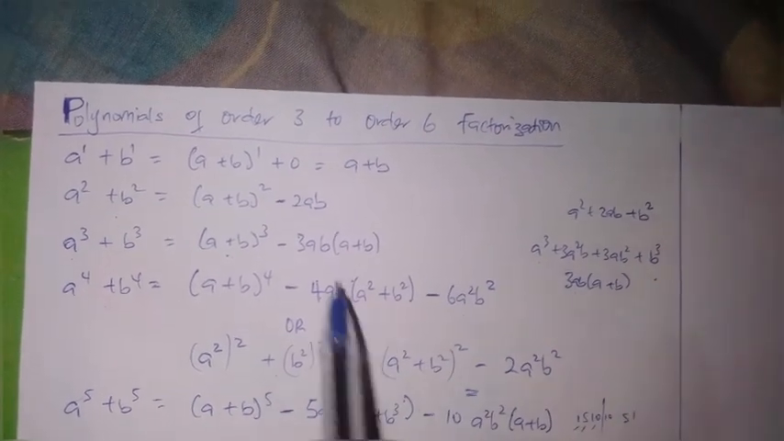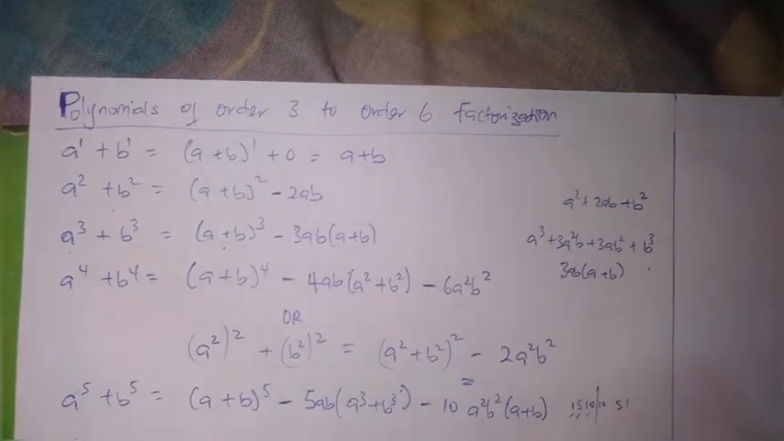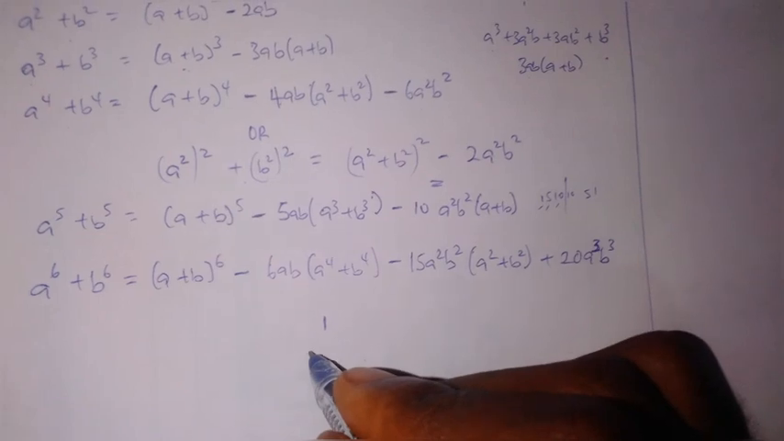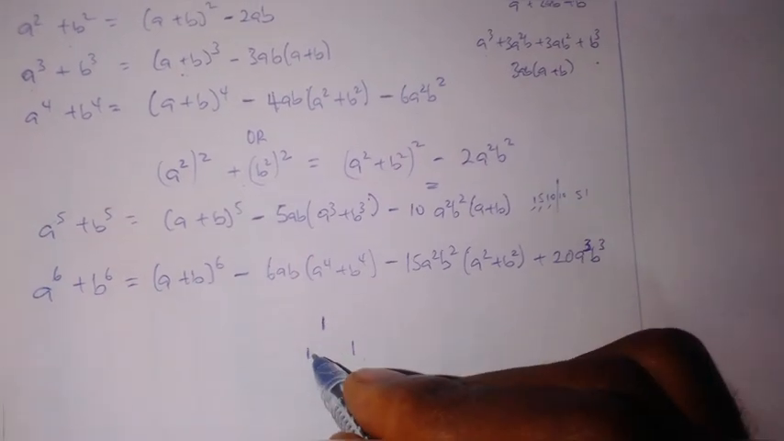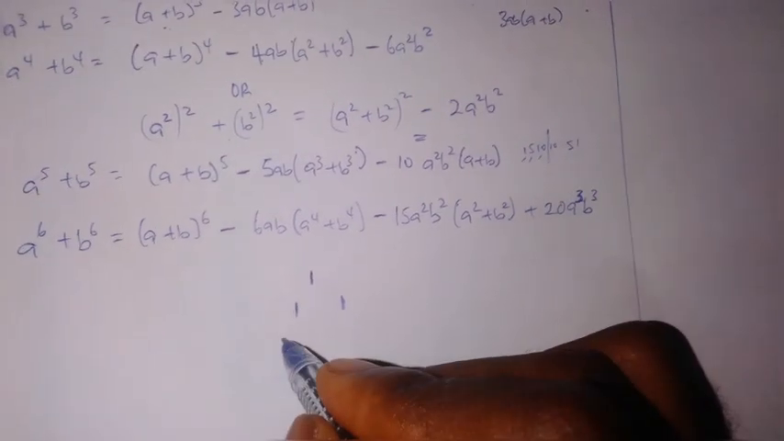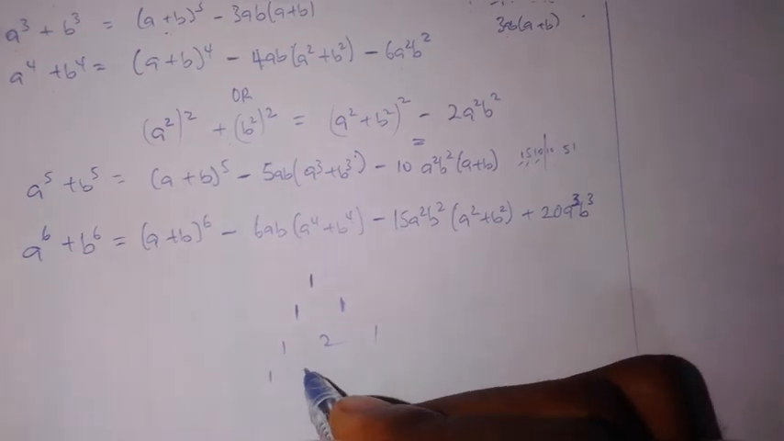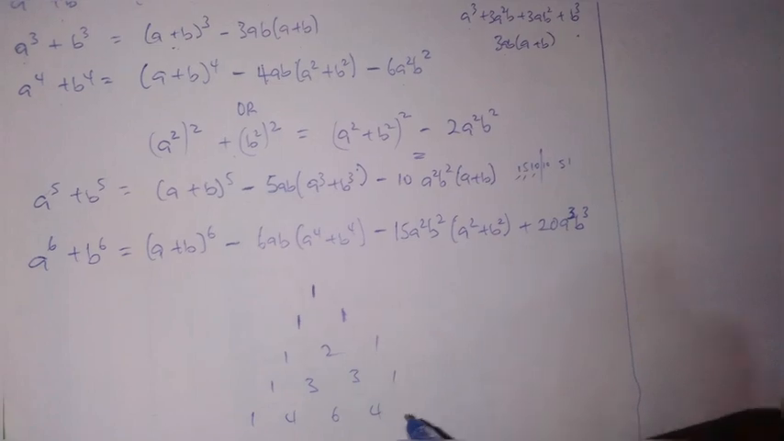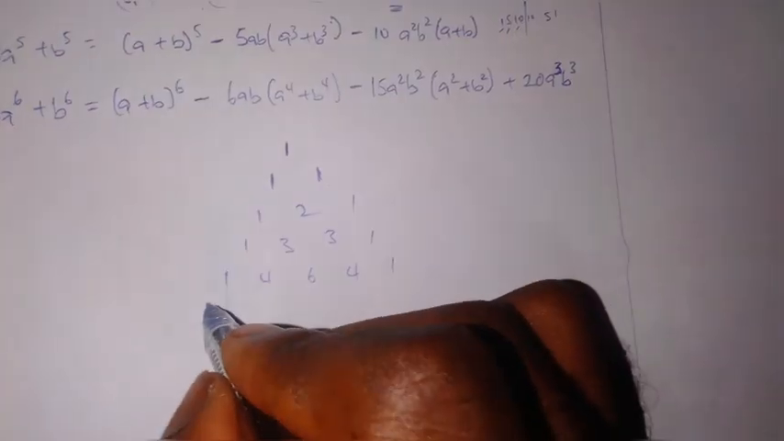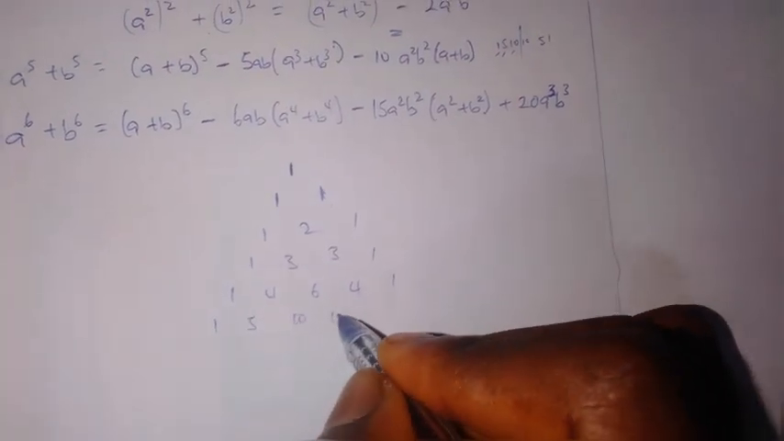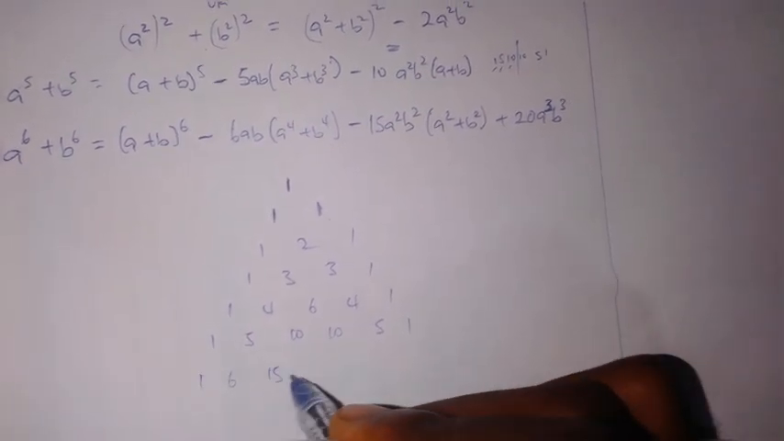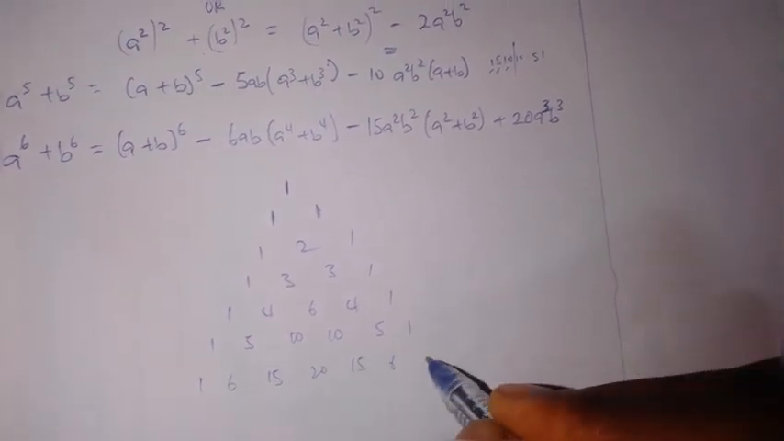Now, how are we coming about all this? They are all from Pascal's triangle. Pascal's triangle from 0 to 6: for 0 is 1, for 1 is 1, 1, for 2 is 1, 2, 1, for 3 is 1, 3, 3, 1, for 4 is 1, 4, 6, 4, 1, for 5 is 1, 5, 10, 10, 5, 1, and for 6 is 1, 6, 15, 20, 15, 6, 1.